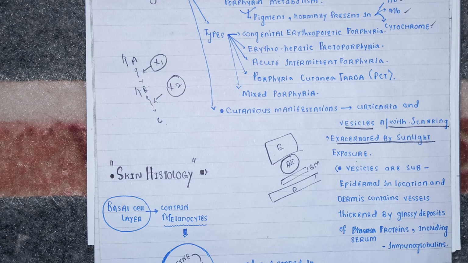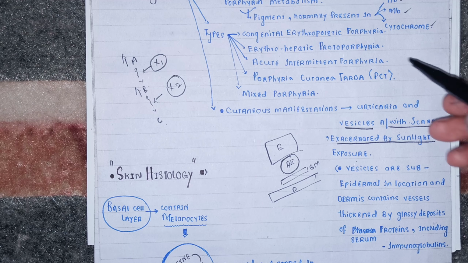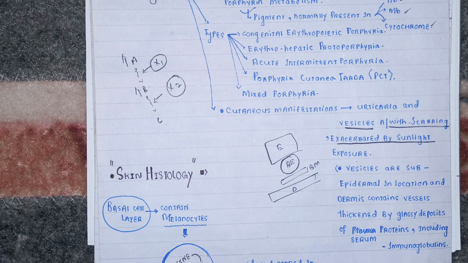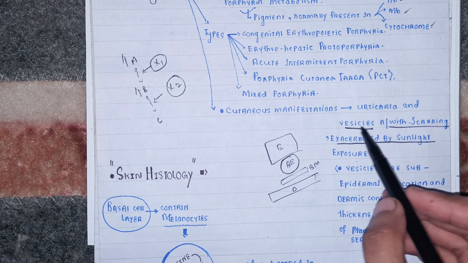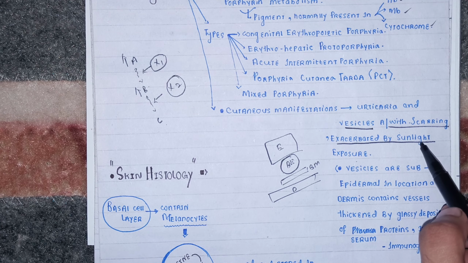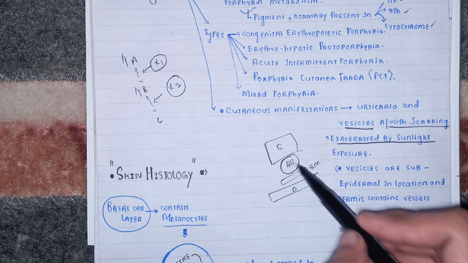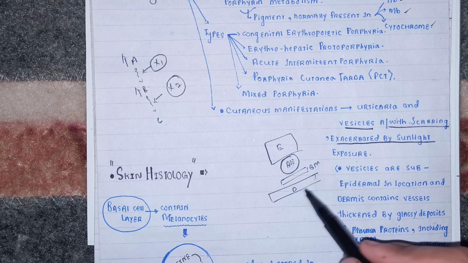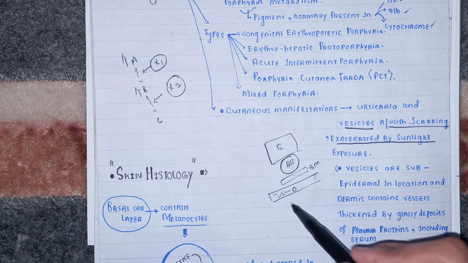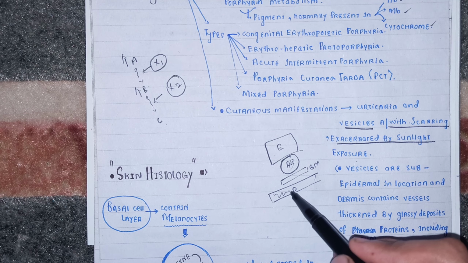So what did you learn so far in porphyria, beta? In porphyrias, the metabolism of porphyrins is actually inhibited due to deficiency of enzymes, which is due to their mutation in genes. Okay, what the most common type is, by the way, PCT. And what are the cutaneous manifestations of porphyria? On skin, you come to see blisters, especially vesicles, which are exacerbated by sunlight. Okay, and at the histological level, you see the blisters are present at the subepidermal level. Okay, and in dermis, you will see the blood vessels which are present. They are very much thick, very much thick.